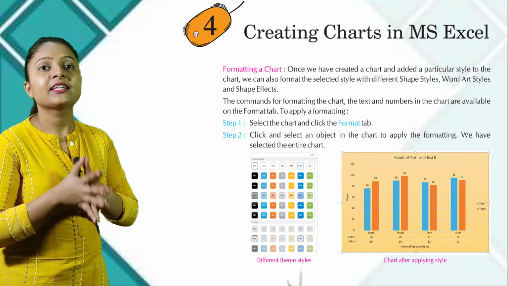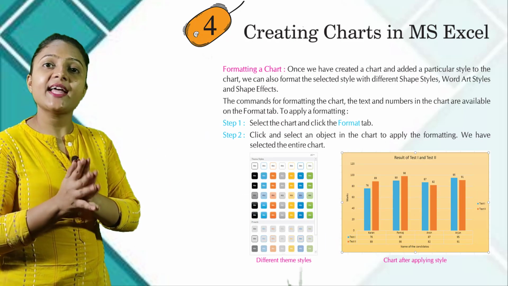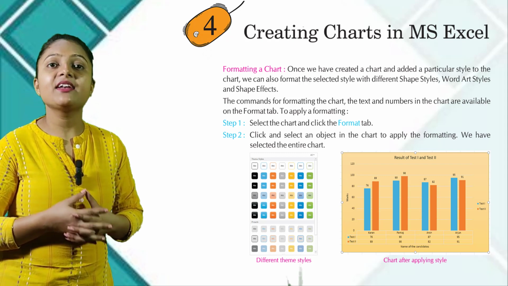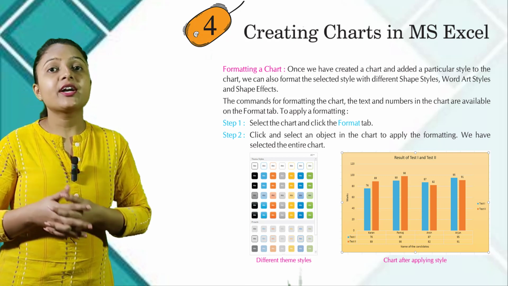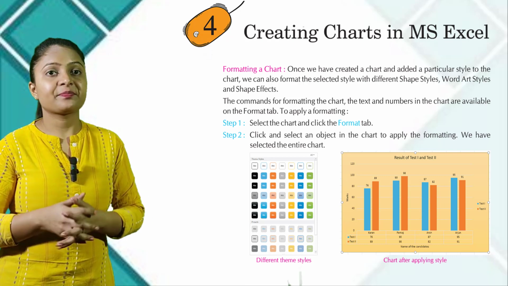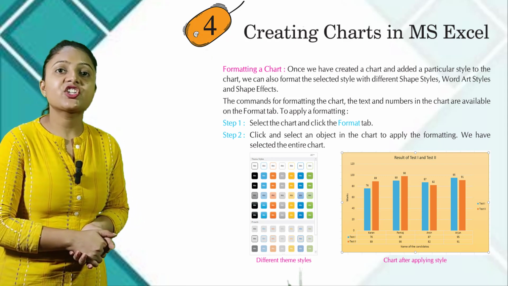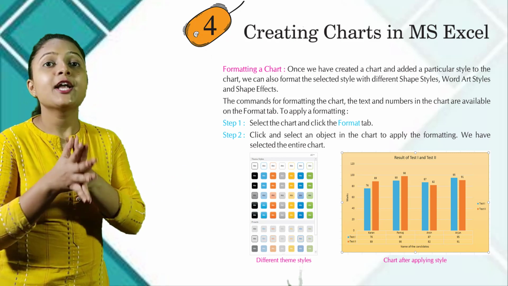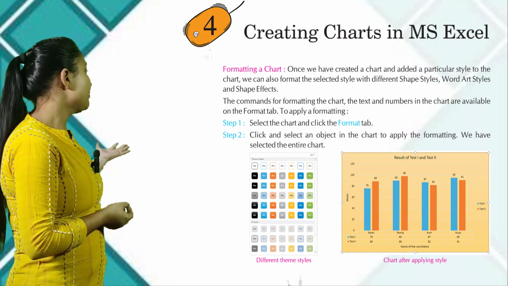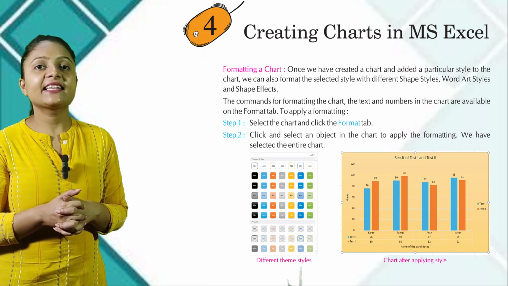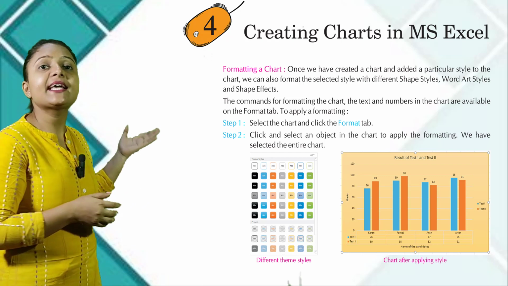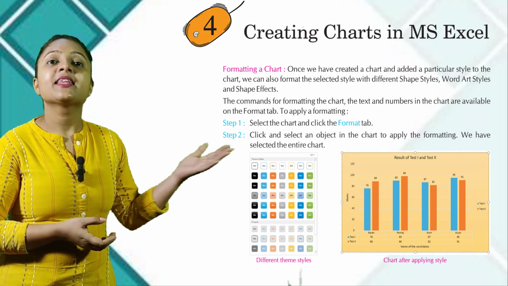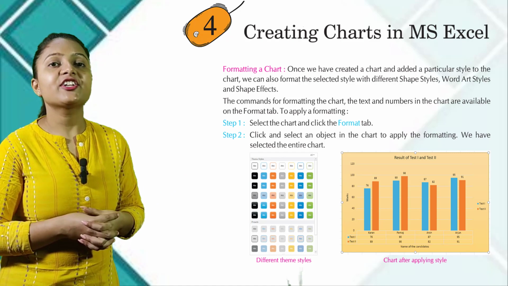Formatting a chart. Once we have created a chart and added a particular style to the chart, we can also format the selected style with different shape styles, word art styles, and shape effects. The commands for formatting the chart and the text and numbers in the chart are available on the Format tab. To apply formatting, Step 1. Select the chart and click the Format tab. Step 2. Click and select an object in the chart to apply the formatting. We have selected the entire chart.